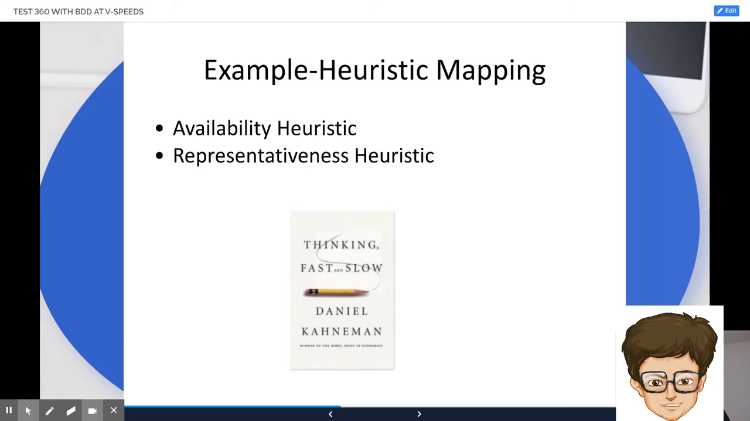It's Thinking, Fast and Slow by the Nobel Prize winner, Daniel Kahneman. If you read his book, you can understand in more detail what exactly a heuristic is, what the main differences between different types of heuristics are, and how you can apply them when you're doing your example mapping. But just for the sake of our conversation, I'll give a brief idea of what the availability heuristic and the representativeness heuristic are.